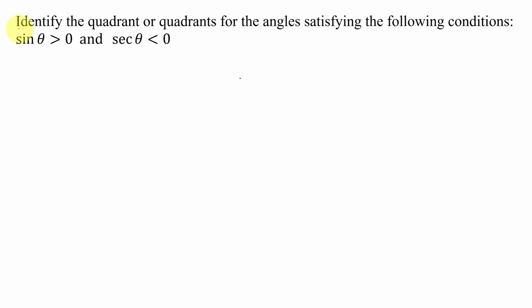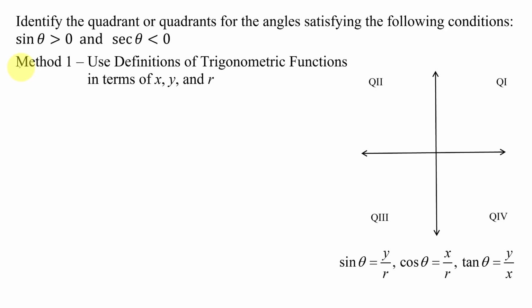In this example, I need to identify the quadrant or quadrants for the angles satisfying the following conditions. I know that the sine of theta is greater than 0 and the secant of theta is less than 0. Now I'm going to complete this problem by two different methods. Method 1, I use the definition of the trigonometric functions in terms of x, y, and r.